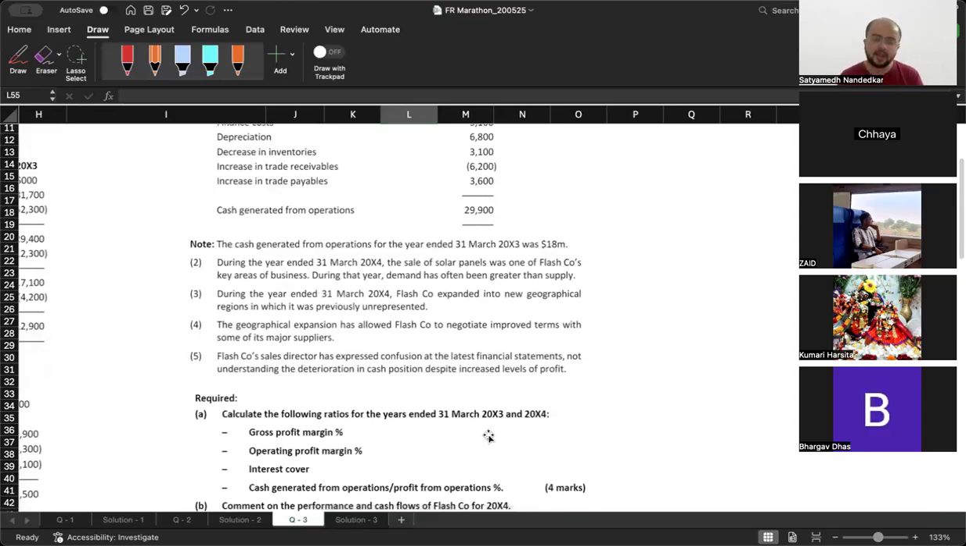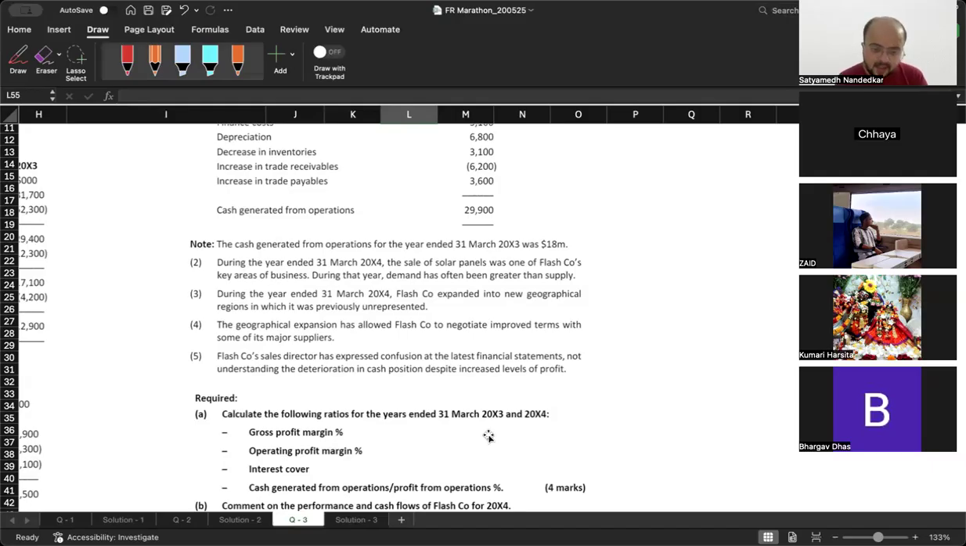During the year ended 31st of March 2004, the sale of solar panels was one of Flash company's key areas of business. During that year, demand has often been greater than supply. During the year ended 31st of December 2004, Flash Company expanded into new geographical regions in which it was previously unrepresented. The geographical expansion has allowed Flash Company to negotiate improved terms with some of its major suppliers.